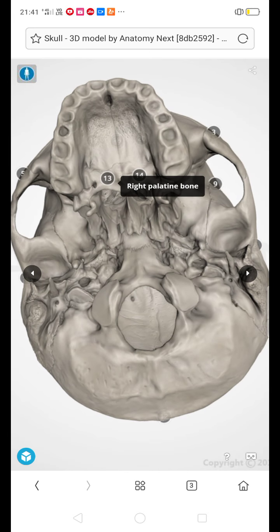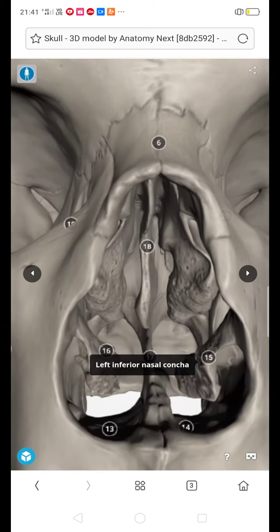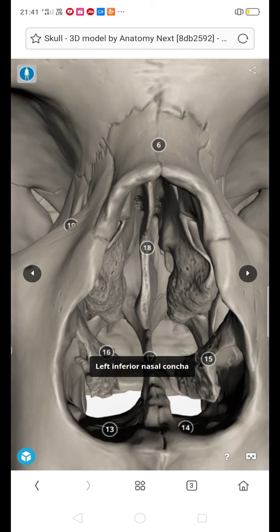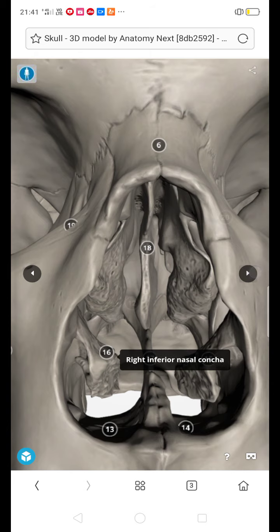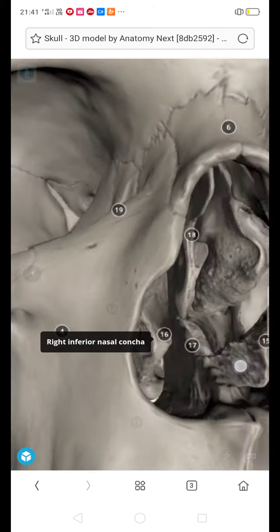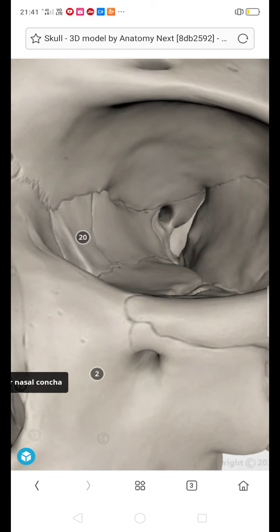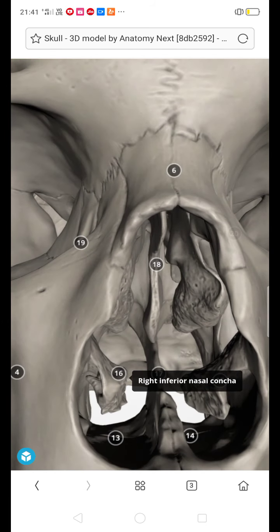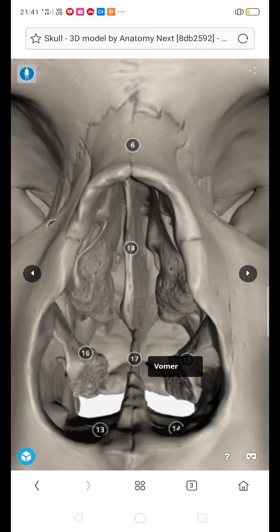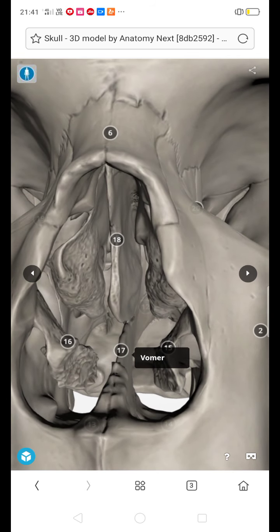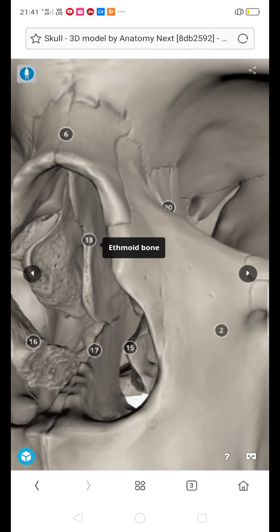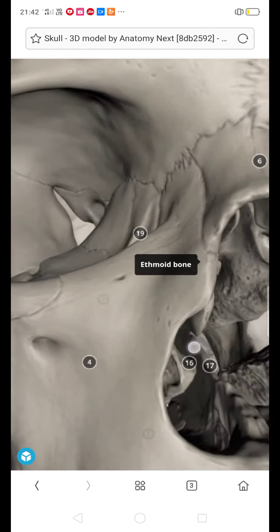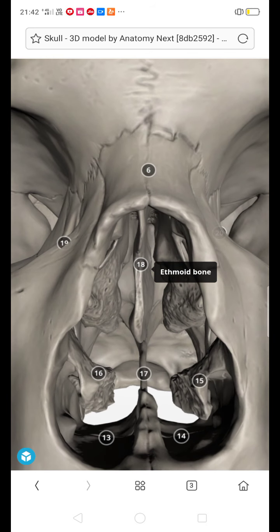The right palatine bone, left palatine, left inferior nasal concha, right inferior nasal concha, that is the right inferior nasal concha, that is the vomer, ethmoid bone, that is the ethmoid bone.